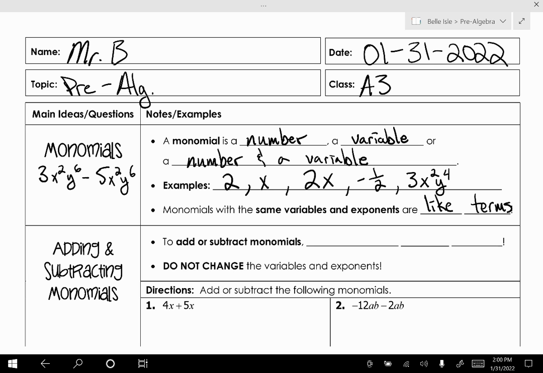What is not a monomial? Binomial, trinomial, multiple polynomials. Sure. x squared plus 6x minus 8. This is a polynomial because it's got 3 separate terms. It has an exponent, it has a coefficient with a variable, and it has a constant. We'll get into it more.